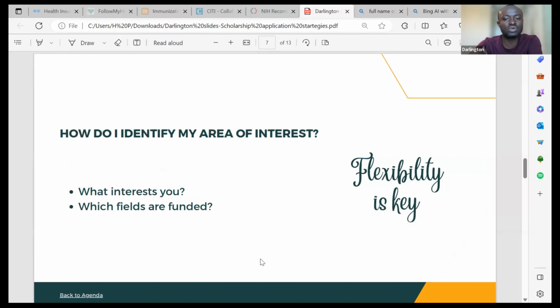First of all, how do I identify my area of interest? Research interest or study interest. For most of us that have just a BSc and want to go into research or do a master's, I don't think you should worry so much about having a specific research interest. Okay, even though I know you might have done some kind of research in your undergraduate, it does not necessarily mean that is the area you want to go into.